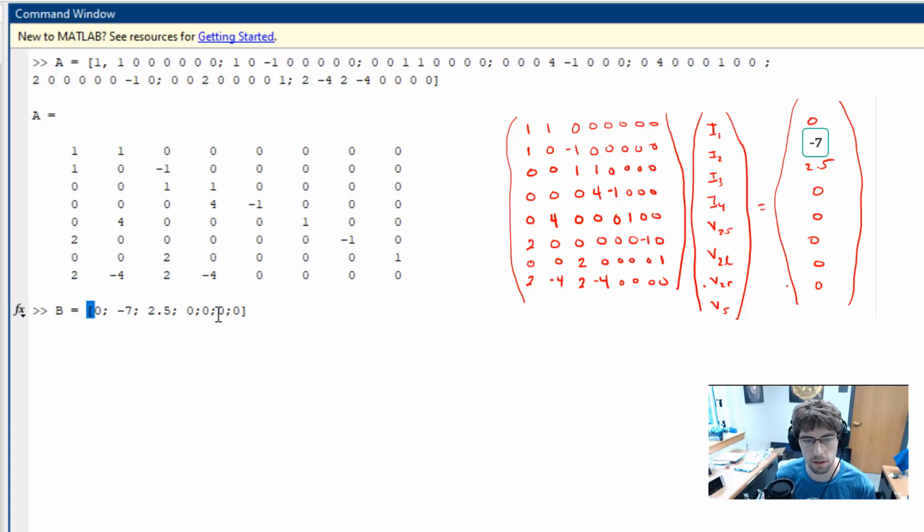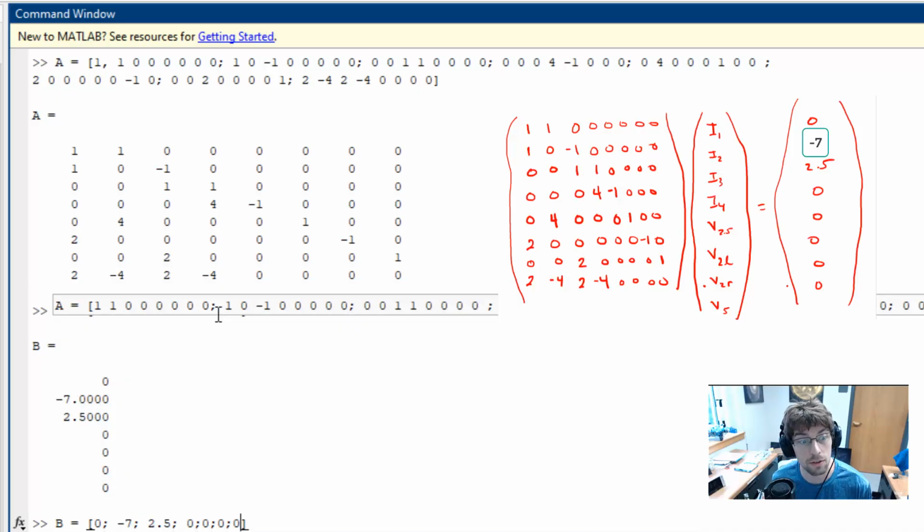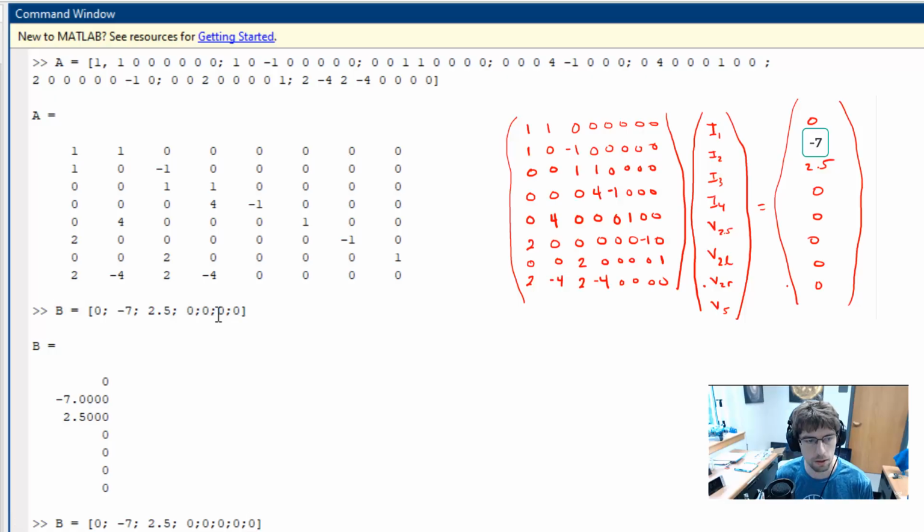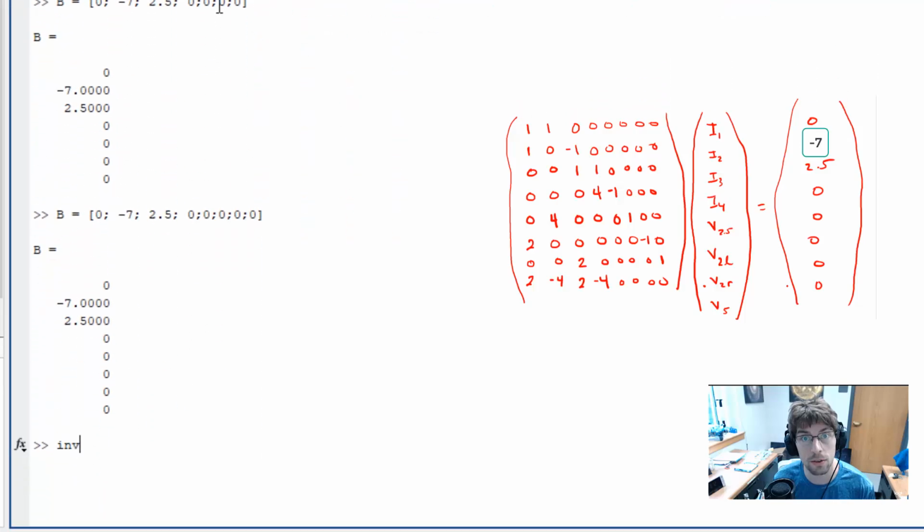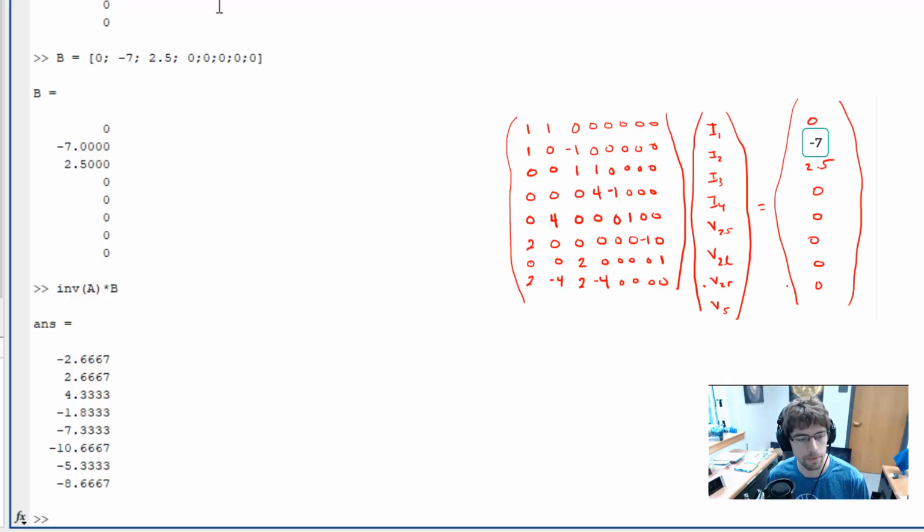B matrix, a little harder. That semicolon doesn't quite roll off the fingers. There we go. 2, 4, 6, 7. My B matrix is not large enough. I missed one. There we go. Okay. So now we're all set. Let's go ahead and do the inverse of A times B. Boom. There we go.